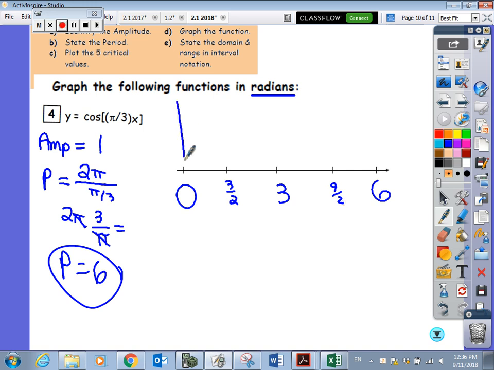Draw your y-axis in the correct place. Amplitude is 1, 1. Cosine starts high. Our next option is only middle, low, middle, high. And then remember that concavity, that curve in the graph is important. Got to have a little bit of curve to it.